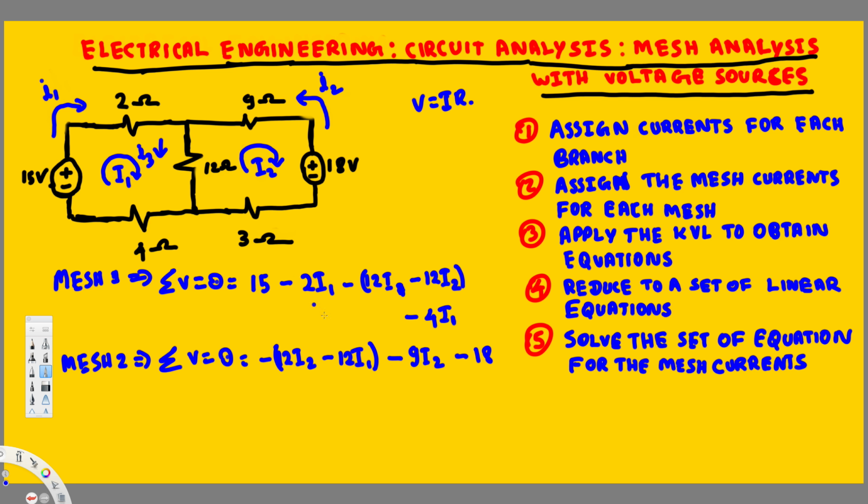And again, this is going to be just minus 3 I2, right? Now, these are our two equations. Now, let's simplify. So, first we have 50.